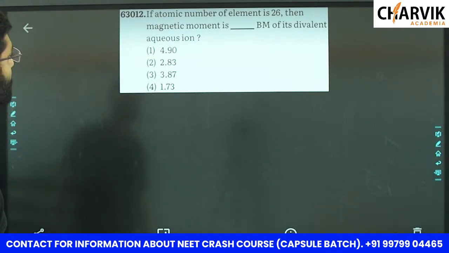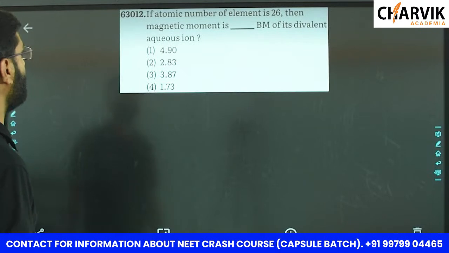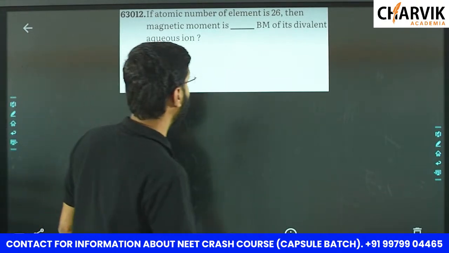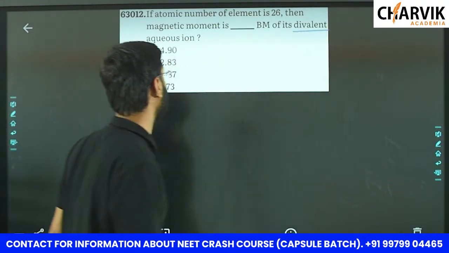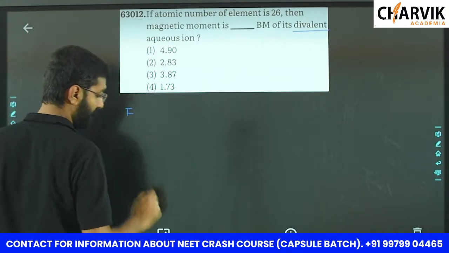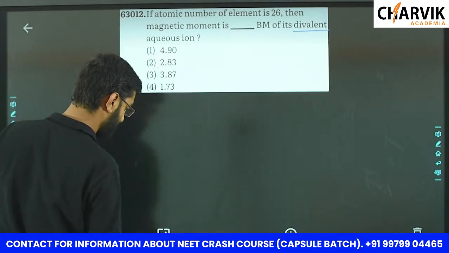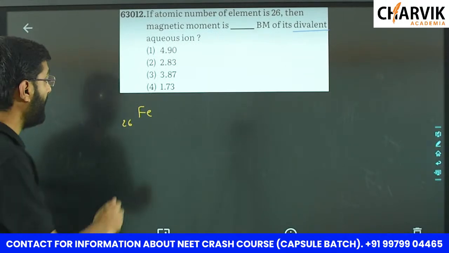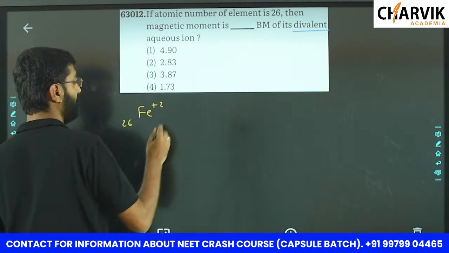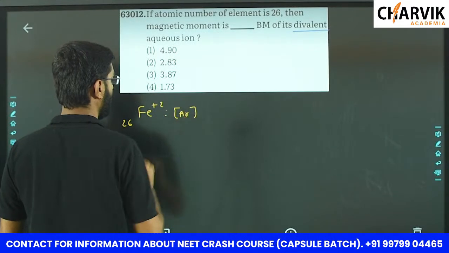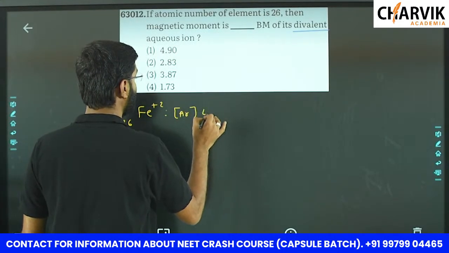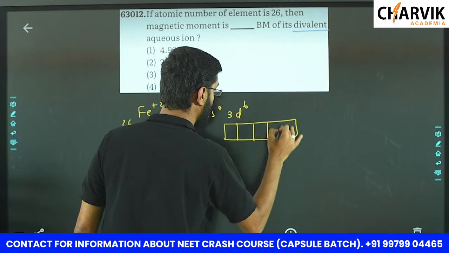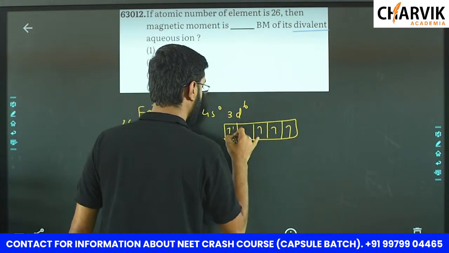If atomic number of element is 26, then magnetic moment is dash Bohr magneton of its divalent aqueous ion. Divalent. Atomic number 26. If we have atomic number 26 and divalent, that means Fe2 plus, and electronic configuration is argon 4s0 3d6, right? And 3d6 looks like 1 2 3 4 5 and 6, right?